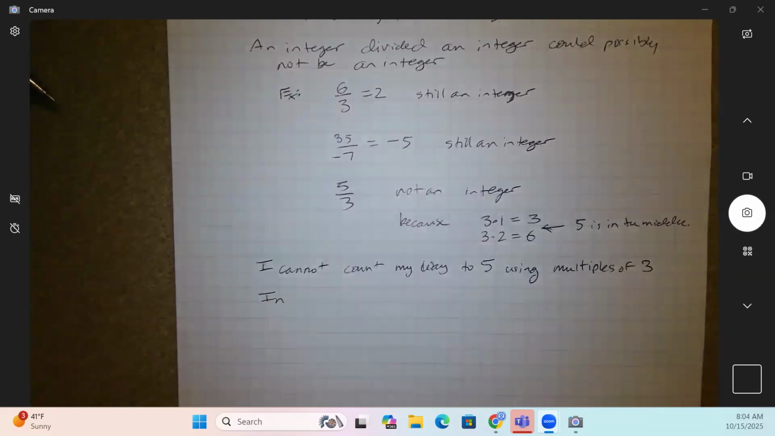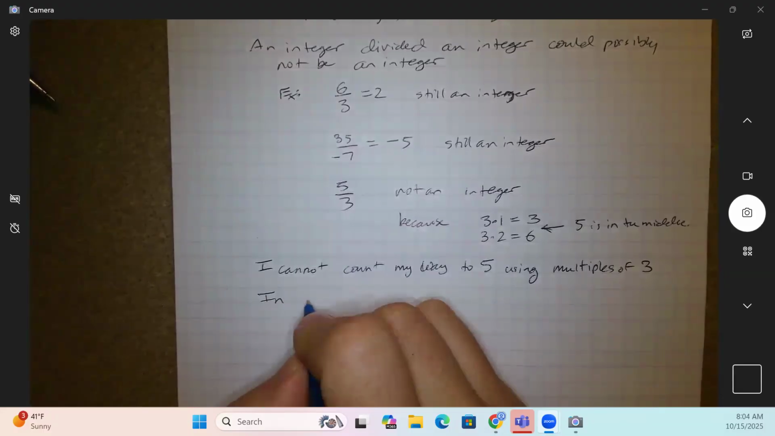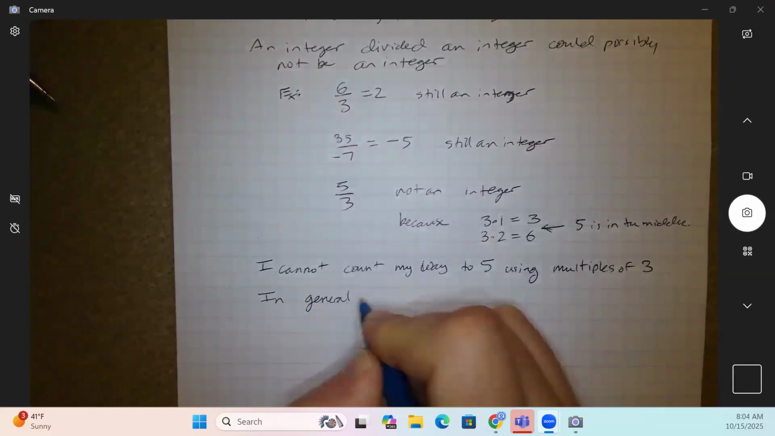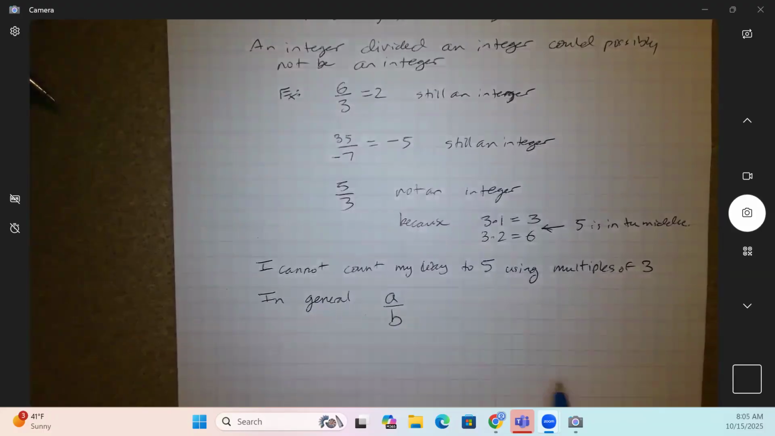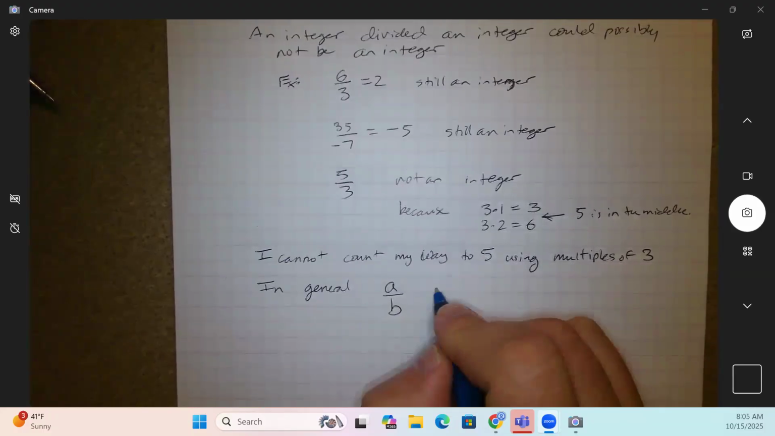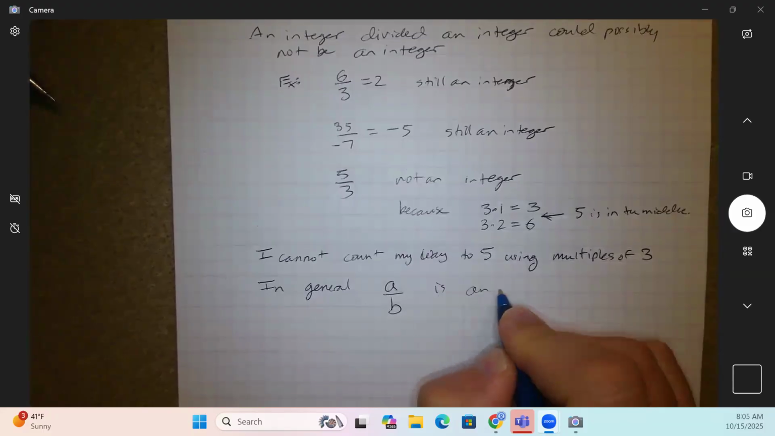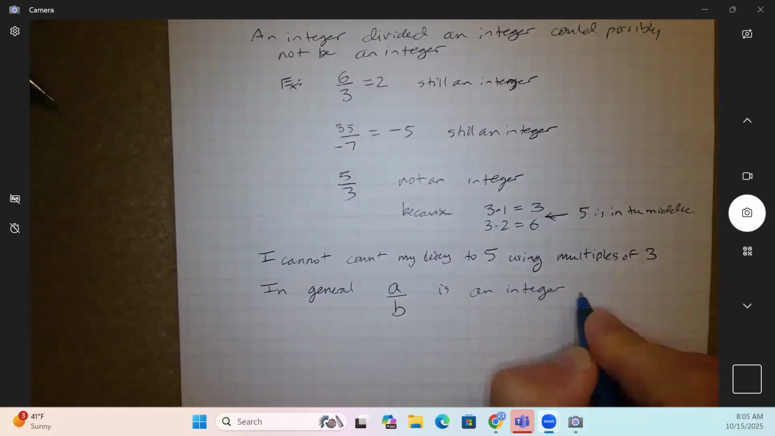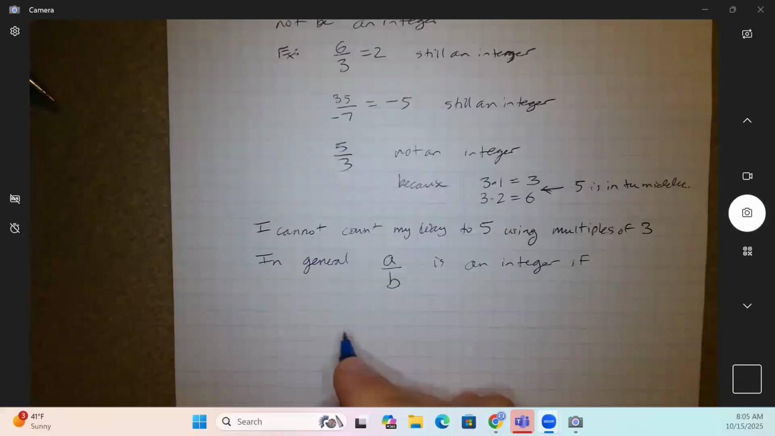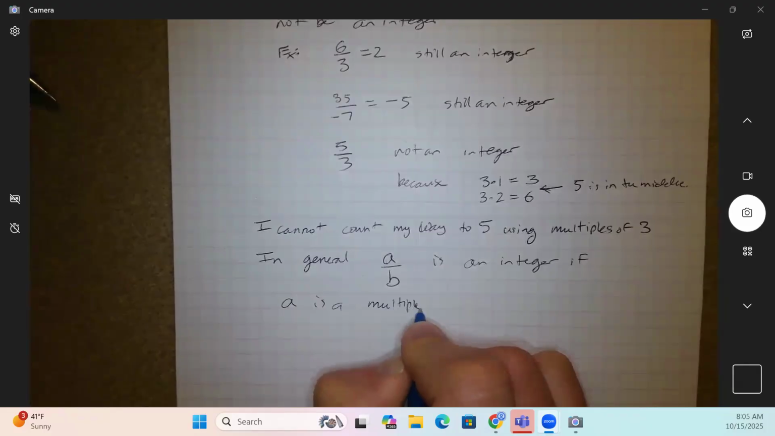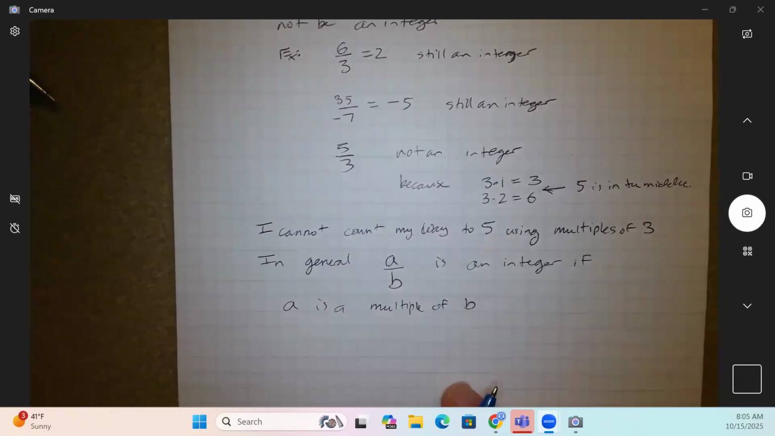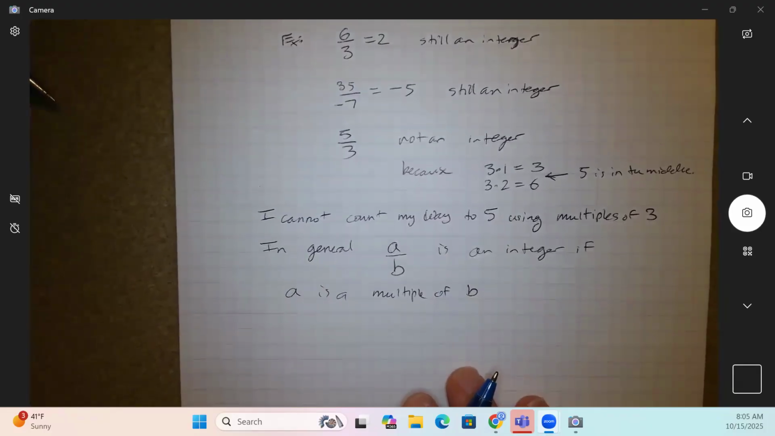This is how we can tell if our fraction is an integer or not an integer. Because in general, a divided by b is an integer if a is a multiple of b. Otherwise, it is not an integer.